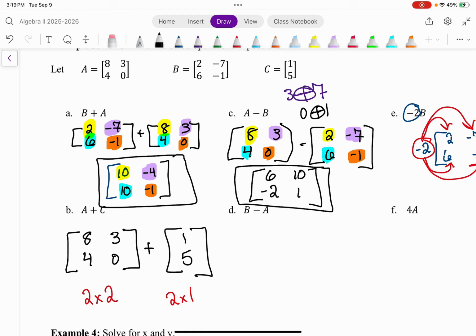So that means we cannot add these two together because there's no entry for us to add this 3 to and our 0 to. So that's going to make it not possible. So with a problem like this, you're just going to write not possible next to it. No other work is required other than saying not possible.